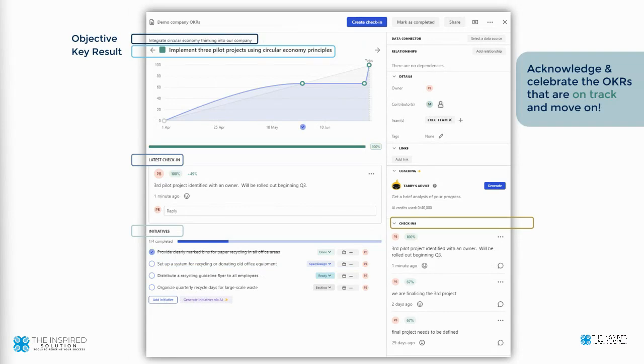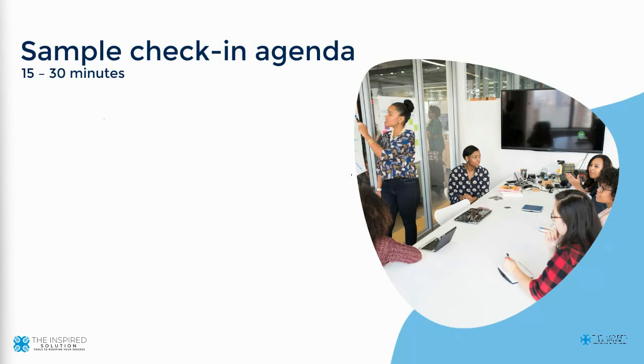Here we see a key result that's on track, and we know it's on track because the bar here is green. And it's important to celebrate those, so I can take this information with me and share it with the team at the check-in. So let's wrap up and share with you a sample check-in agenda.